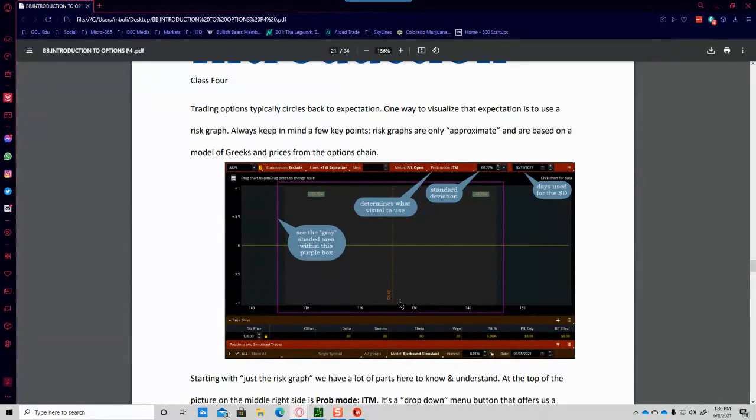So I don't sit here and read this. I've shared it early. It's yours. You can read it slowly at your leisure. I mainly want to hit the hot topics, the main things, and then pause, take questions, and we'll move on to the next thing. So when we're trading options, it always comes back to expectation.